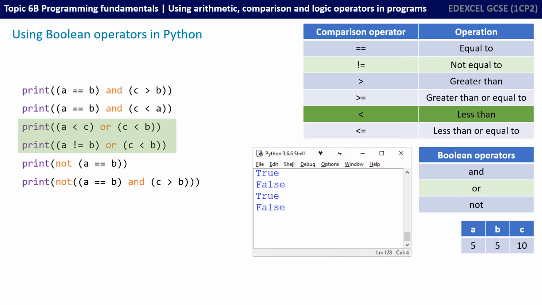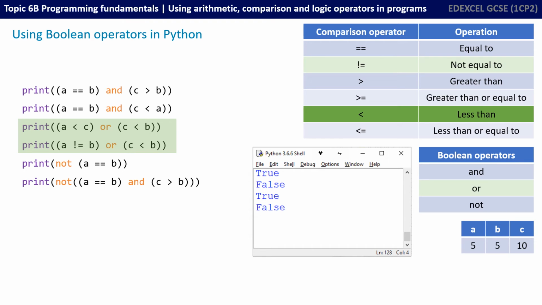So now let's have a look at an or statement. Now with an or statement, we only require either the left hand or the right hand side to be true for the whole thing to be true. So on the left we've got A is less than C. Well, that is true. Or C is less than B. Well, C is not less than B. C is greater, so that right hand bit is false. So we've ended up with true or false. Well, that's okay, because at least one of them was true, so the output's true.